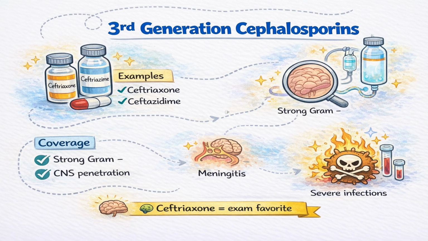For the third generation cephalosporins, treatments are for meningitis or severe gram-negative infections. Examples are ceftriaxone and ceftazidime. Side effects are diarrhea and risk of C. diff. For nursing considerations, ceftriaxone is hepatically eliminated. Monitor stool patterns.